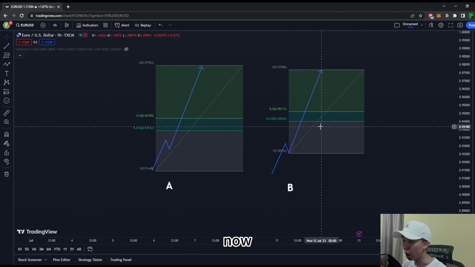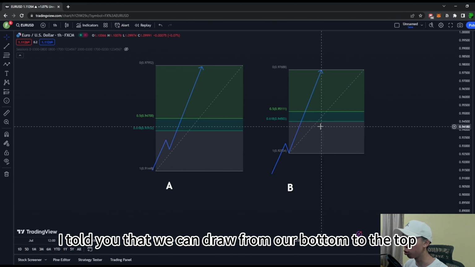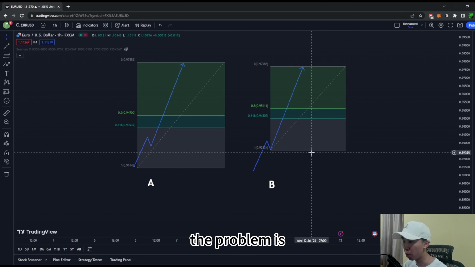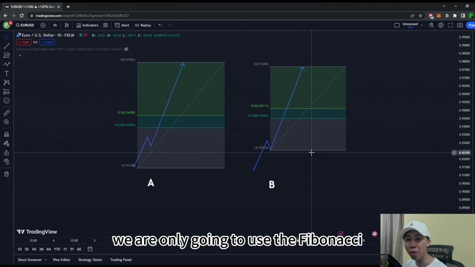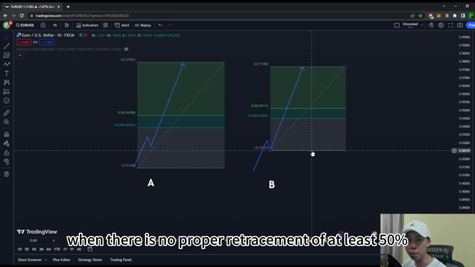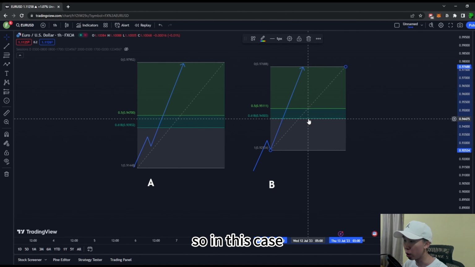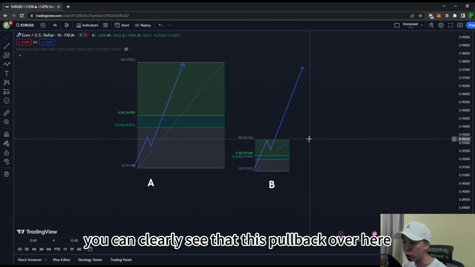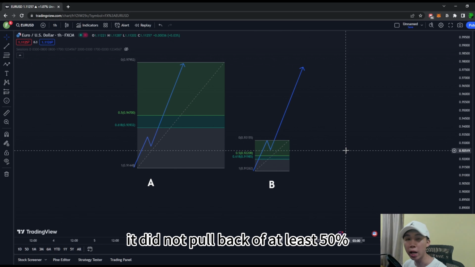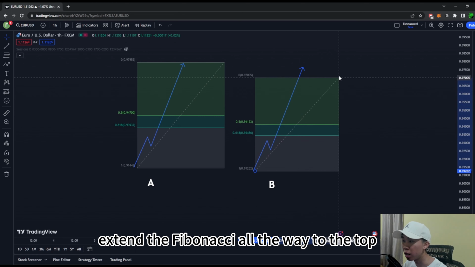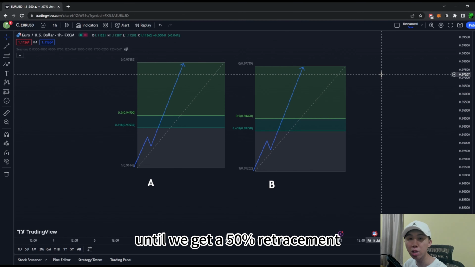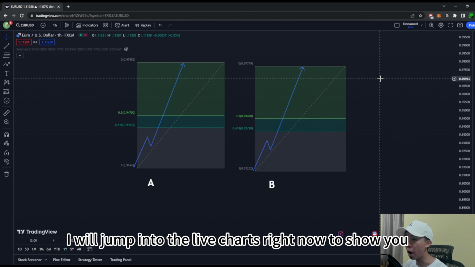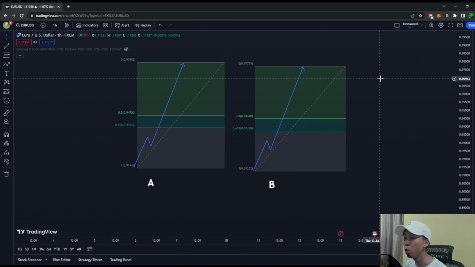Let me show you. Now, I told you that we can draw from a bottom to the top, yes, okay? But the problem is we are only going to use the Fibonacci when there is no proper retracement of at least 50%. So in this case, if we draw from this bottom to this top, you can clearly see that this pullback over here did not pull back at least 50%. So we have to continue extending the Fibonacci all the way to the top until we get a 50% retracement. If you don't understand, don't worry. I will jump into the live charts right now to show you the example.